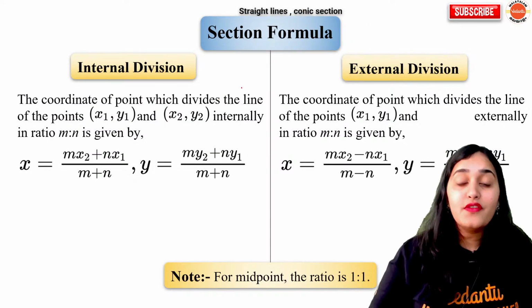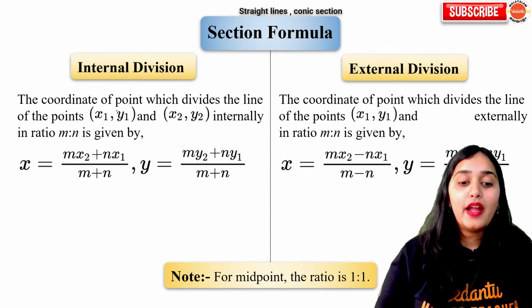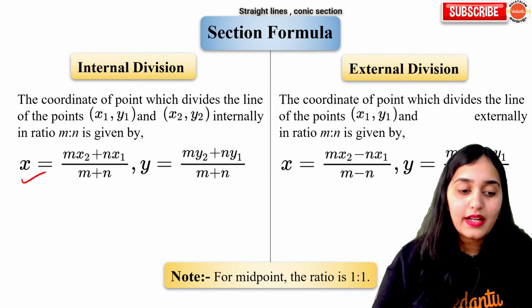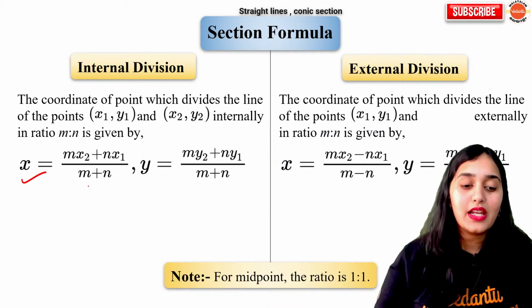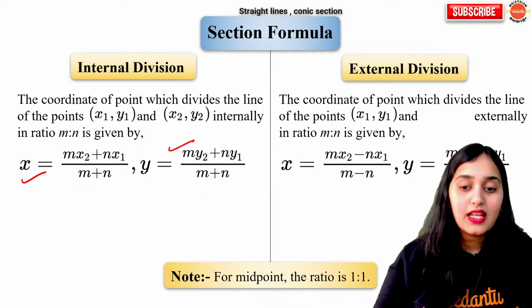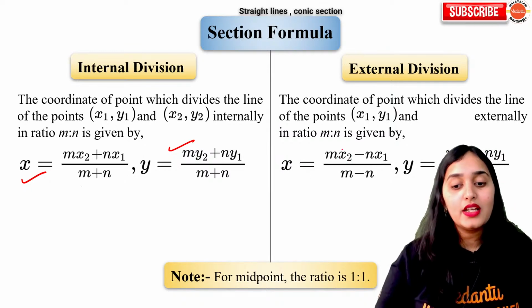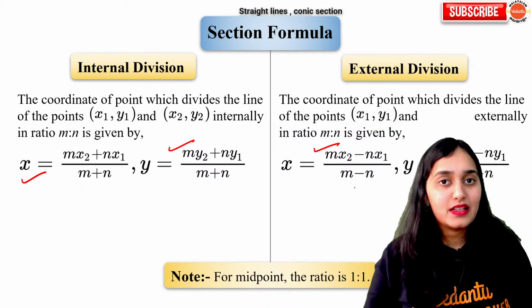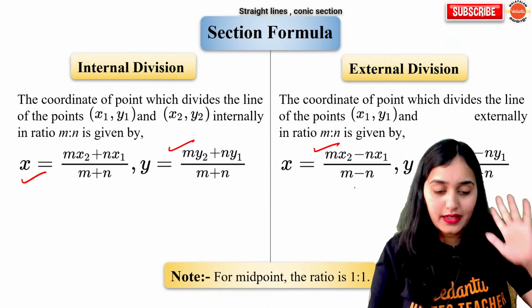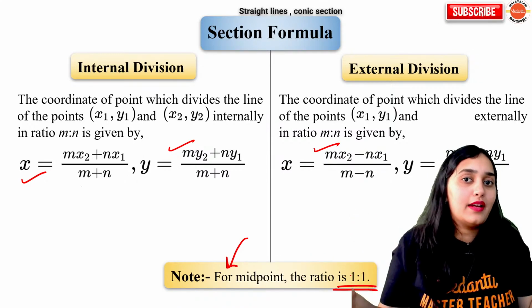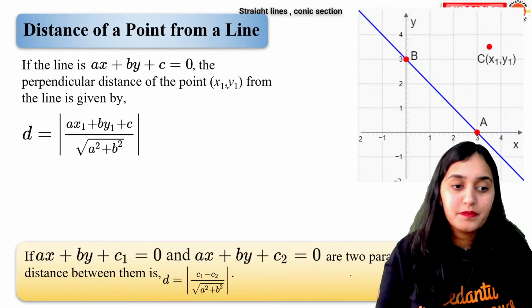Next, section formula. If a point is dividing a line in the ratio m is to n, then the x coordinate will be (mx2 plus nx1) upon (m plus n). Y will be (my2 plus ny1) upon (m plus n). And if it is external division, it will be (mx2 minus nx1) upon (m minus n). So, a minus sign will come in place of the plus. And similarly, if it is a midpoint, then the ratio will automatically become 1:1, right?